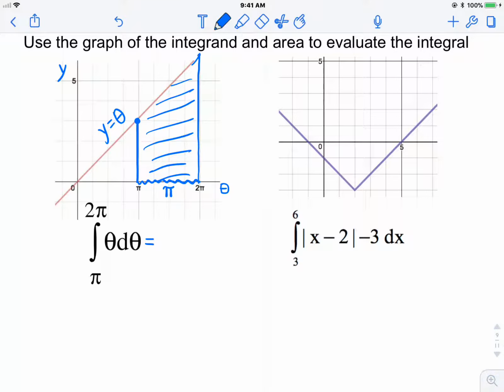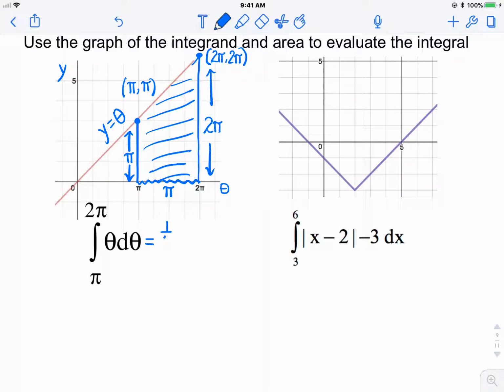Now, I should probably go find those ordered pairs. If I put pi into this function, it outputs pi. If I put 2 pi into this function, it outputs 2 pi. So this section is 2 pi in height. This section is pi in height, using those y values as our heights. Those really turn into the bases of my trapezoid.